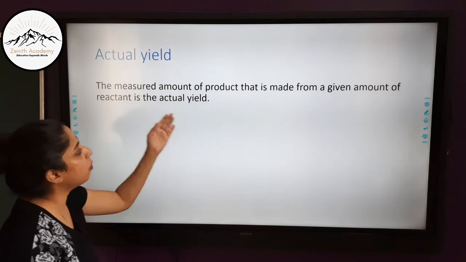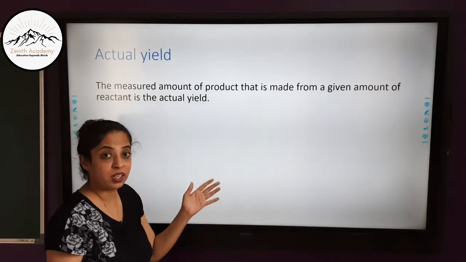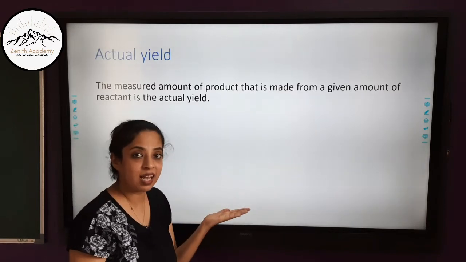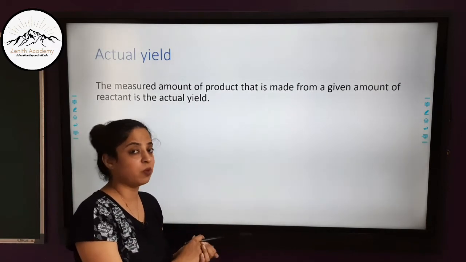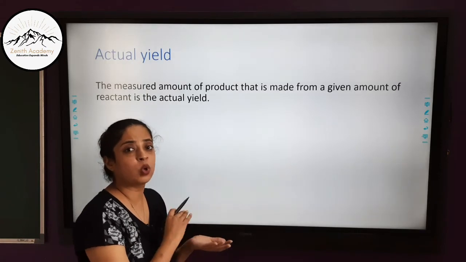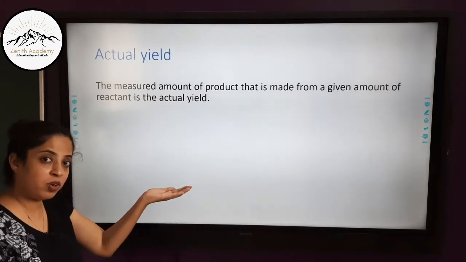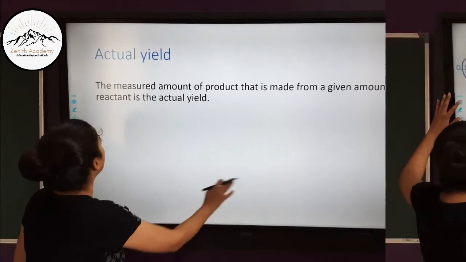The measured amount of product that is made from a given amount of reactant is the actual yield. Right now, when we calculated in the previous sums, we got 90 grams according to theory. But when we actually perform the experiment, we do not get the full 90. We might get close to 90 but not 90. So when we measure the amount that we get in the experiment, that is the actual yield.